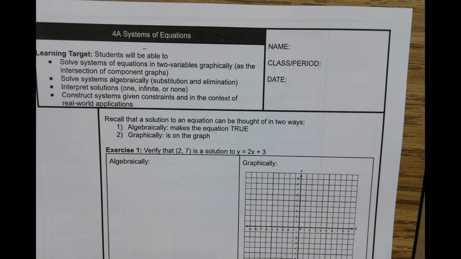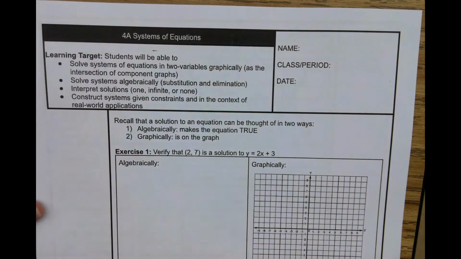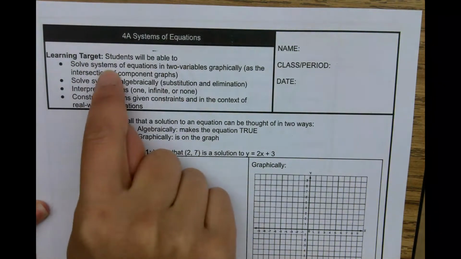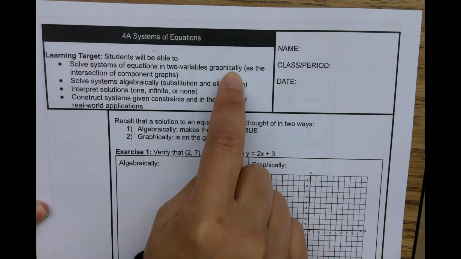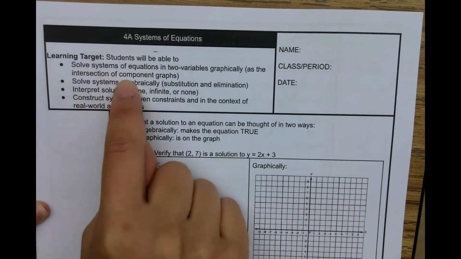Hi guys, so we are starting Unit 4 today, which is all about systems of equations and systems of inequalities. By the end of this learning target for systems of equations, you should be able to solve systems of equations in two variables graphically. That's what we're going to do today. And we're going to see that our solution is the intersection of our graphs.